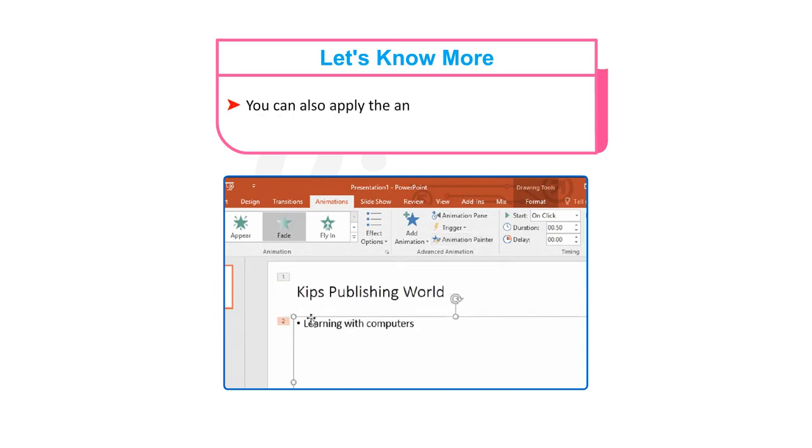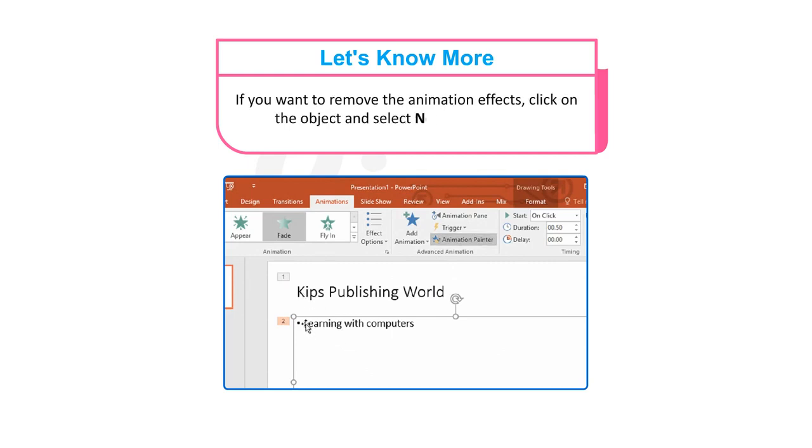You can also apply the animation effects to multiple objects by double-clicking on the Animation Painter. If you want to remove the animation effects, click on the object and select None option in the Animations group.